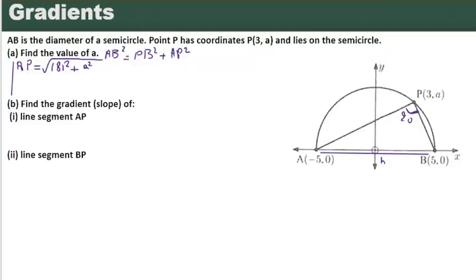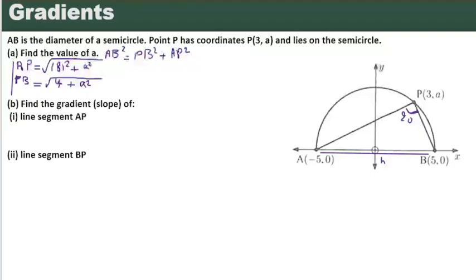I will go for PB. PB again, follow this rule. So I say the difference of x to the power of 2, 3 minus 5 here, which gives me 2 to the power of 2, which is 4. So 4 plus, now a minus 0 to the power of 2, which is a to the power of 2.